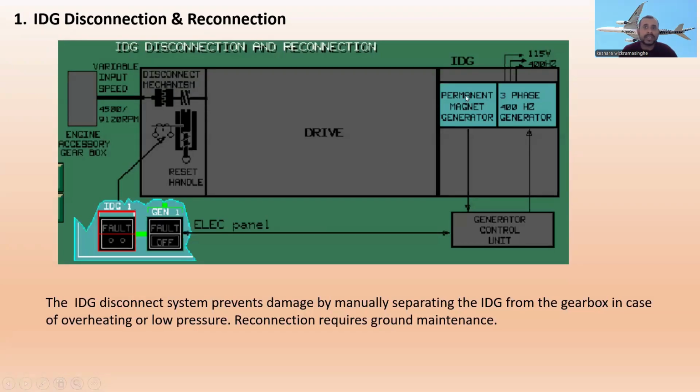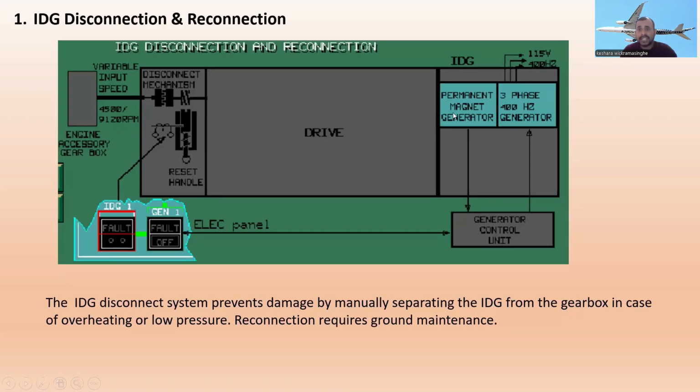You can see this graph. This is the IDG drive, here the variable input speed, and this is the engine accessory gearbox. The IDG is directly connected to the engine accessory gearbox, and the speed is around 4500 rpm, meaning a range of 4000 to 9120 rpm. This is the disconnect mechanism, and here is the reset handle. I will discuss that later. This is the reset handle, and this is the IDG drive.